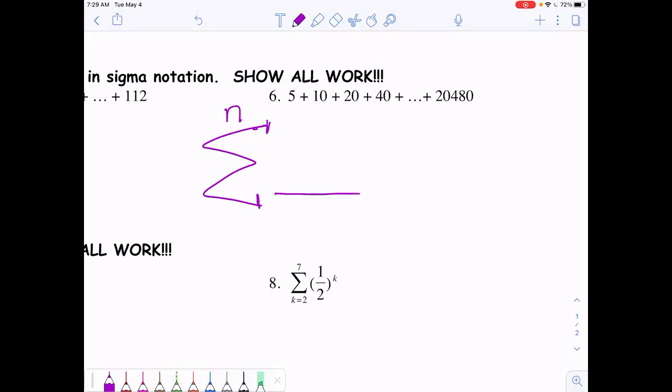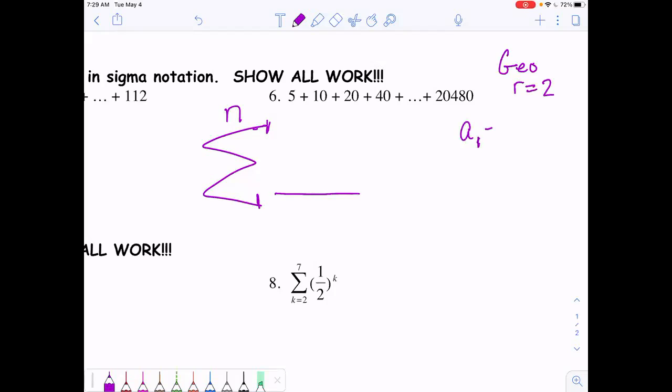To go from 5 to 10 to 20 to 40, what are you doing to get from one number to the next? Ava? Yeah, and if you're multiplying by 2, that means it is geometric. Now, it's the explicit formula that we need to write next to the sigma, because the explicit formula represents the formula where you can just plug in a 1, a 2, a 3. You don't need to use the previous term.